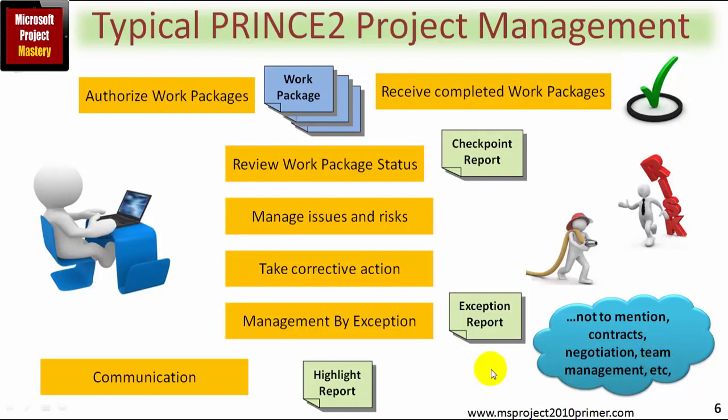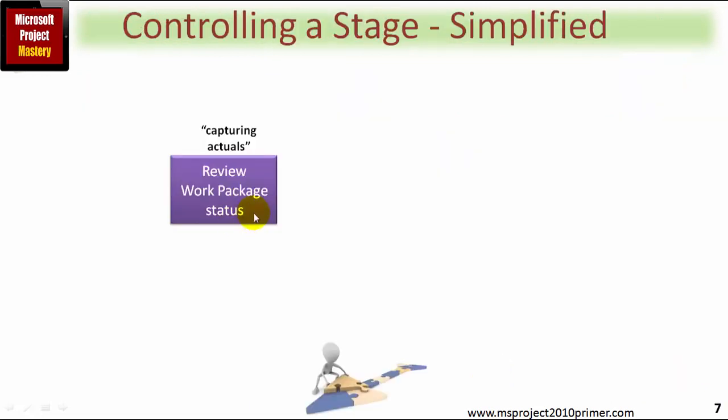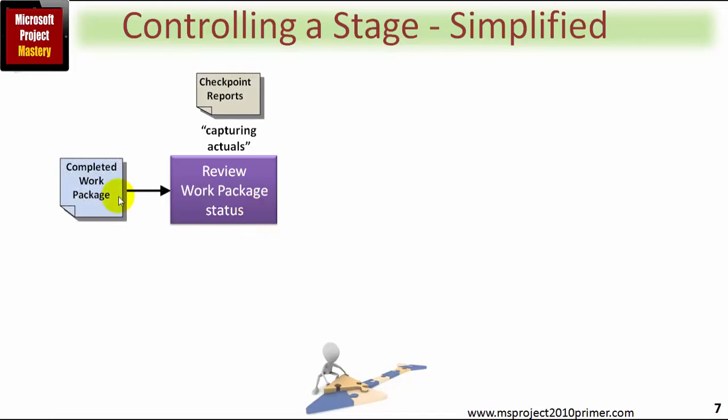Just to reinforce the structure and sequence here, I'd like to quickly take you through what happens within the controlling a stage process. At the heart, if you will, is capturing actual progress, as I've already touched on in the previous slide, reviewing the work package status to determine how progress is going on the creation of the products. Checkpoint reports are an input here, of course, as well as whenever a completed work package occurs, the project manager will use that to determine the status of the stage.